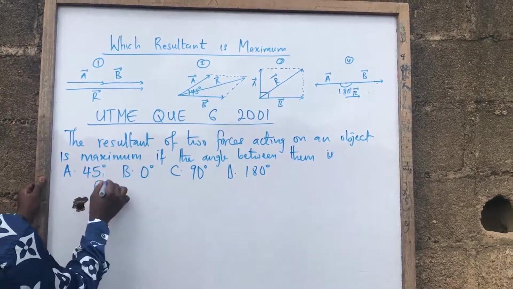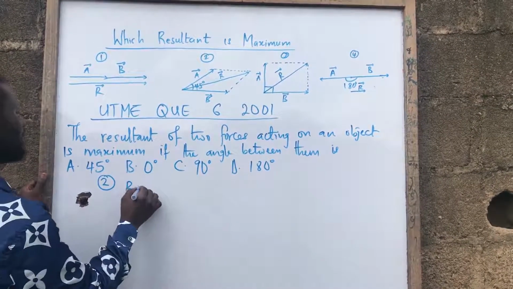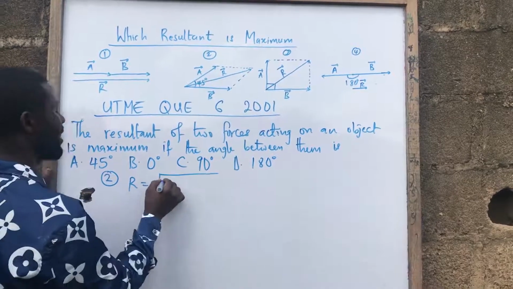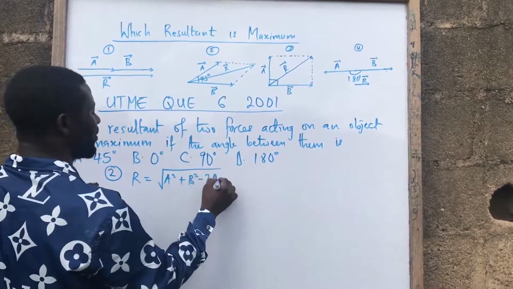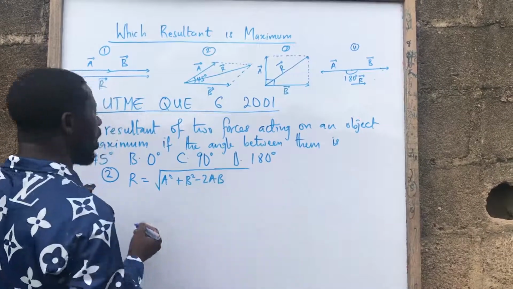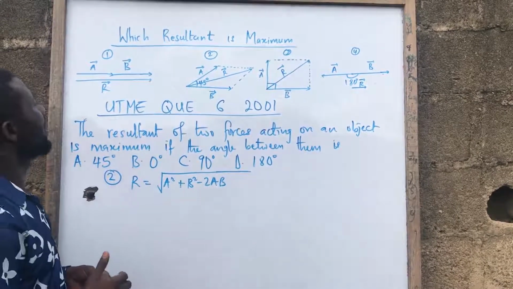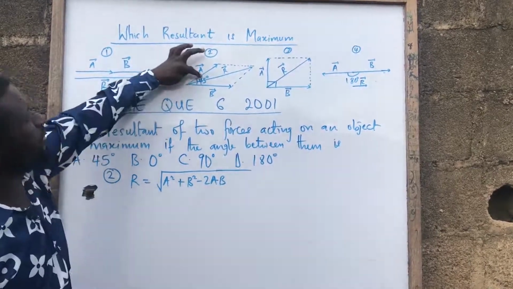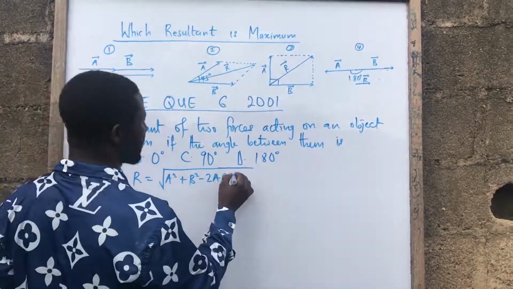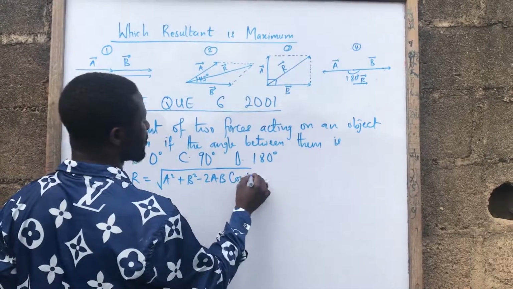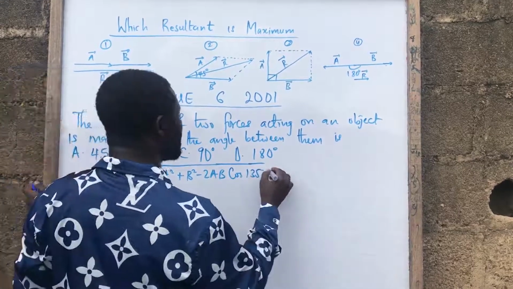For 2 here, I will use the formula R is equal to square root of A square plus B square minus 2AB cos 135. Why am I using 135? We know that when we subtract 45 from 180, we have 135. So I will use cos 135.